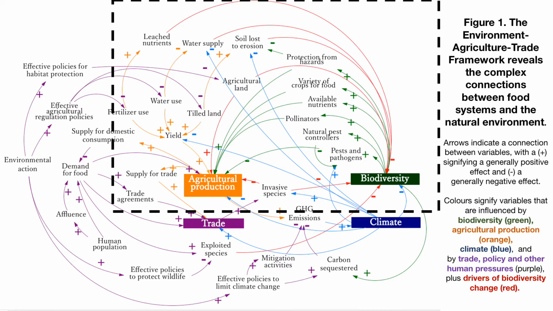However, agriculture doesn't always have positive benefits on biodiversity. For example, agricultural production can lead to increases in leached nutrients, changes to water supply, and importantly, drive the expansion and intensification of agriculture, which all have negative impacts on biodiversity.